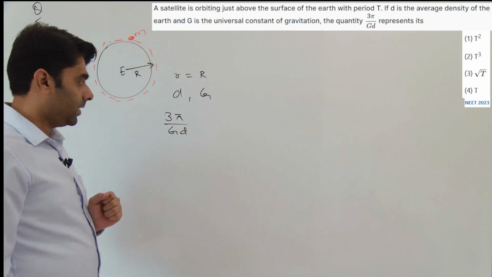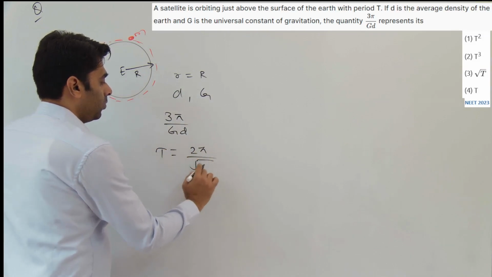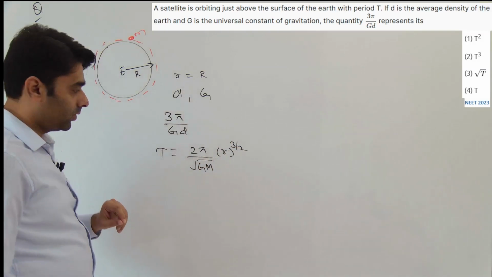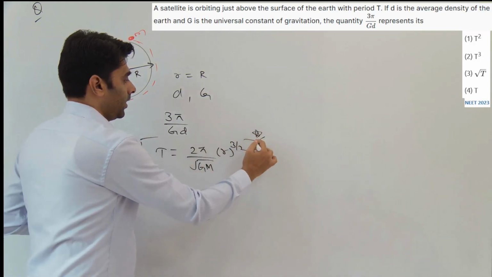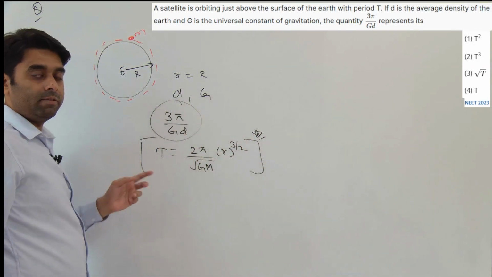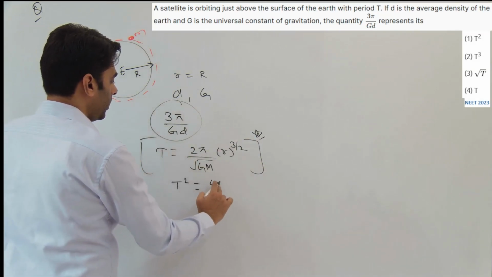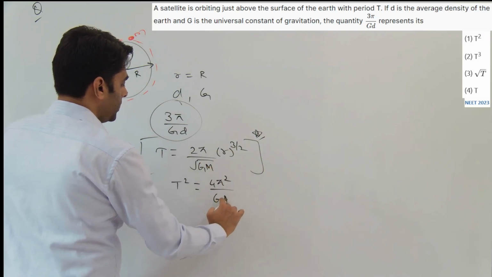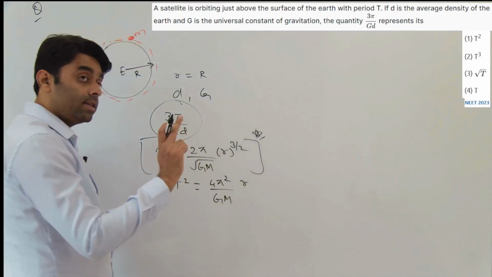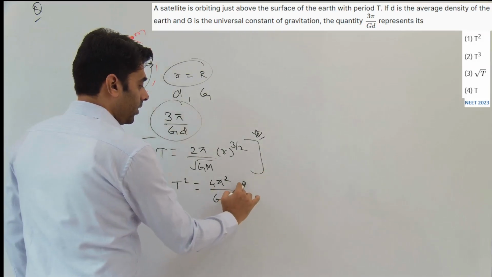So what do we know? Time period for a satellite is given as 2 pi by root GM, r power 3 by 2. I hope all of you know this important result. Now we have to get the 3 pi by Gd value in terms of T. Let us square it to simplify. T square will be 4 pi square by GM into r power 3 by 2 squared, which gives r cube. And this r is the orbital radius, which is nothing but the radius of Earth, so we take r cube.